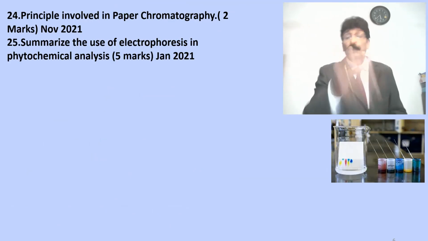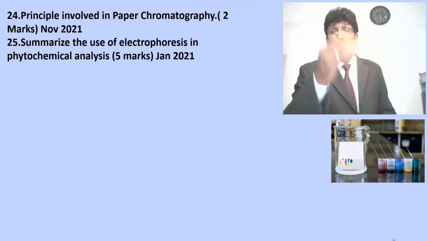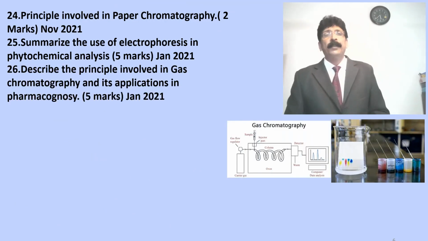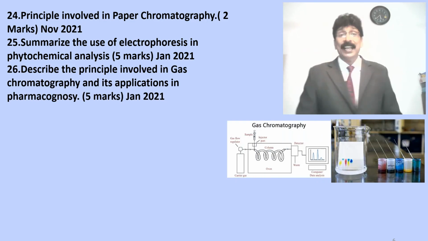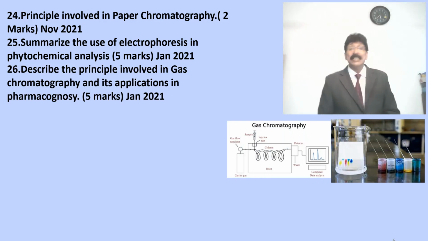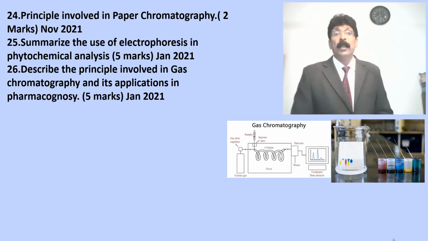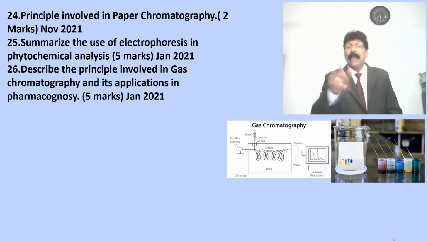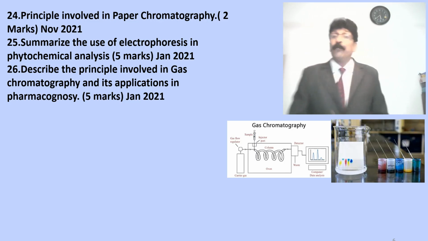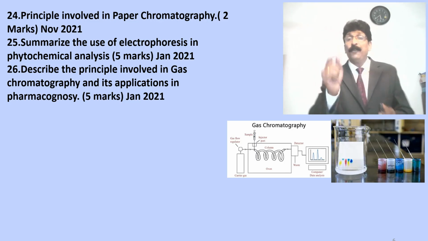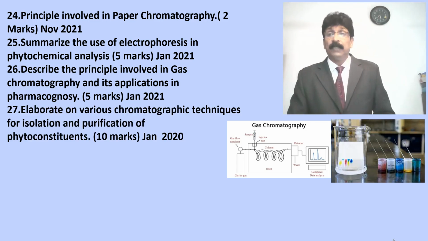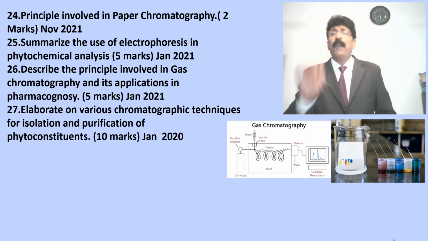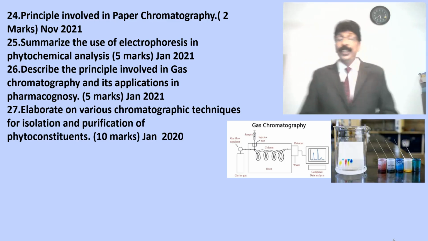In today's class, still more questions are there. Principle involved in paper chromatography, November 2021. Summarize the use of electrophoresis in phytochemical analysis, 5-mark question, January 2021. And describe the principle involved in gas chromatography and its application in pharmacognosy. How a gas chromatograph works, with the long, coiled column which is shown, I will explain about this chapter very clearly. And in short form, the student should also know its application and principle.